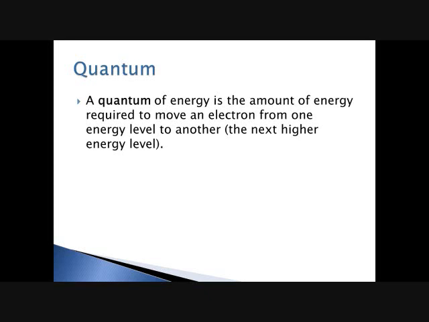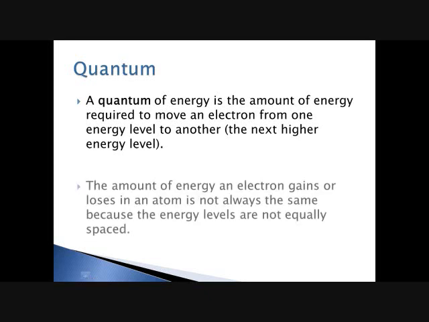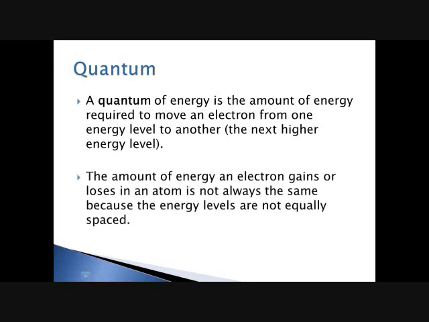Okay? So the definition of a quantum, which we've had before: a quantum of energy is the amount of energy required to move an electron from one energy level to another. What we have found, though, is because it's not like the rungs of the ladder, the amount of energy an electron gains or loses is not always the same, because the energy levels are not always equally spaced. Okay? So a quantum is just a word to describe how much energy you have.